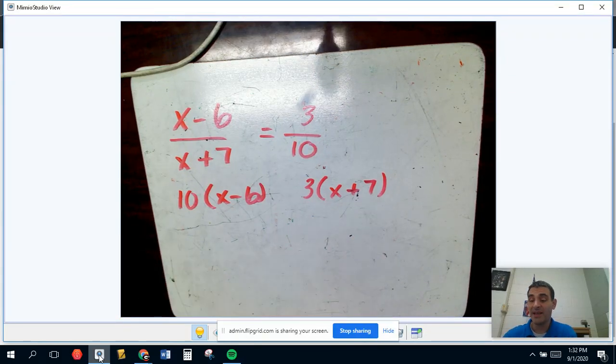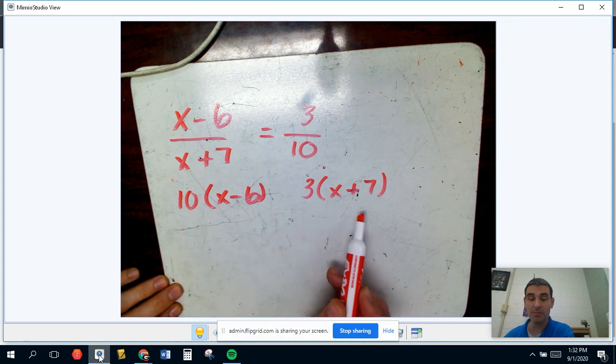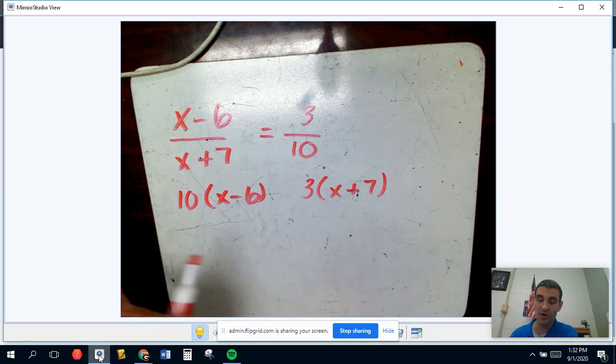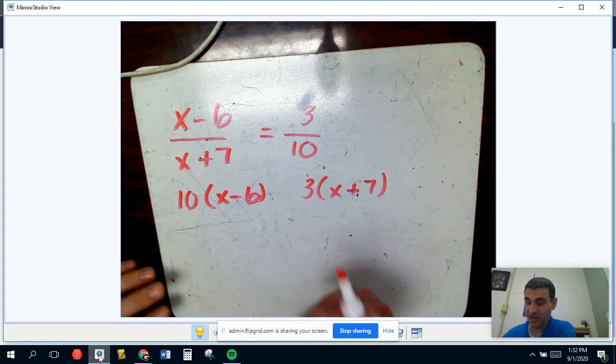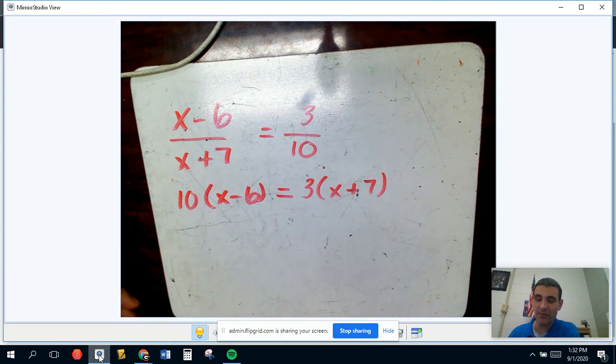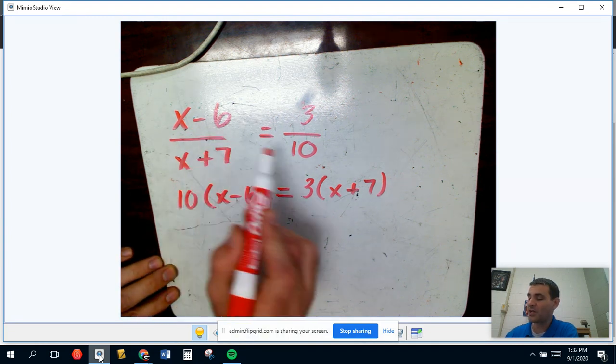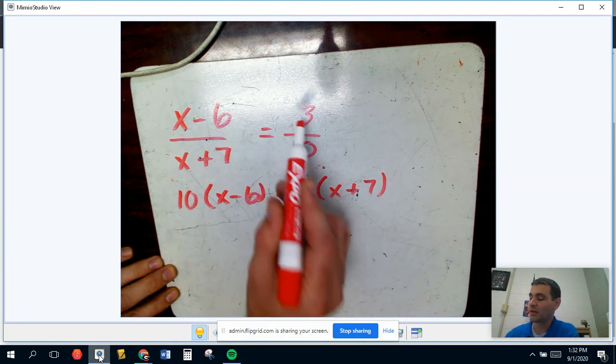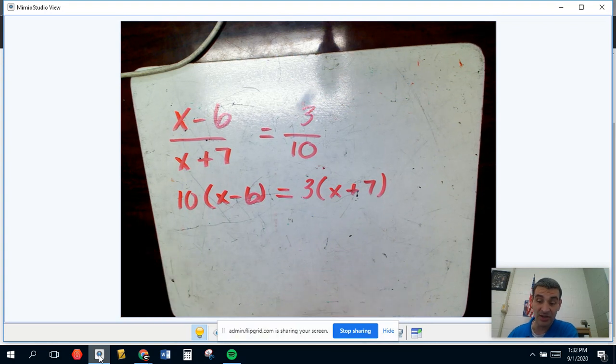And believe it or not, the biggest mistake I see with this kind of problem is not knowing where to put these two cross products. What do you do with them? We just set them equal to each other. A lot of times I see people try to make a fraction out of them or do different things, but you just multiply opposite corners and set them equal to each other and then solve.